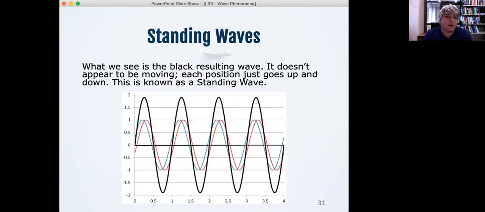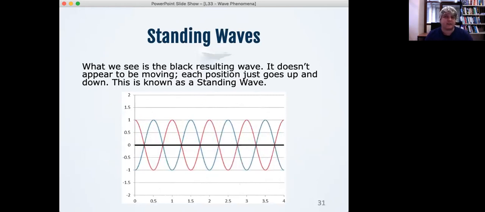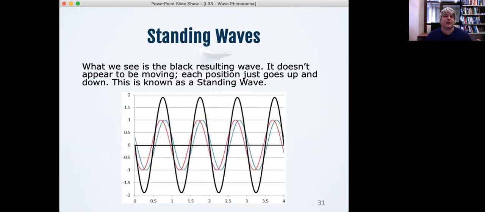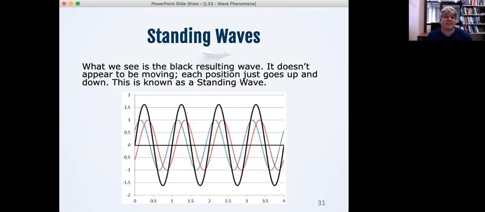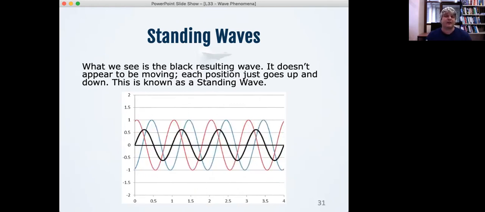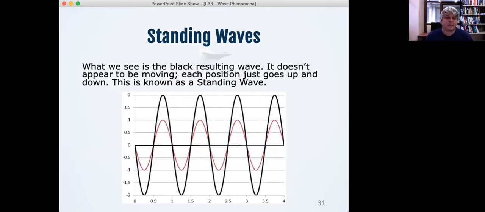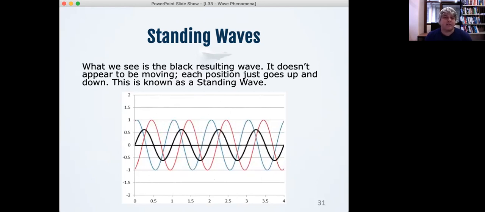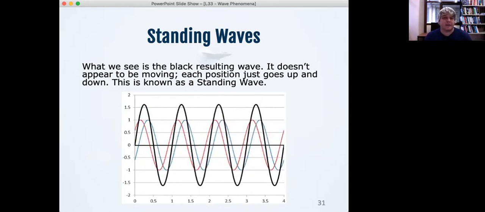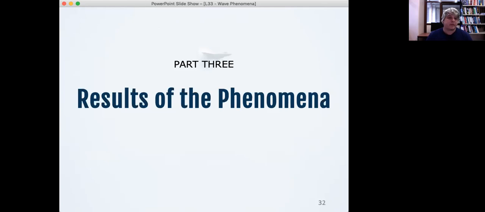It doesn't look like it's moving left or right, but it's the result of two waves, one moving left and one moving right at the same time, with all the properties being the same except opposite directions. And that's a standing wave. And again, they are very fascinating and they're fundamental for music. So as I said, we will look at some results of those phenomena.